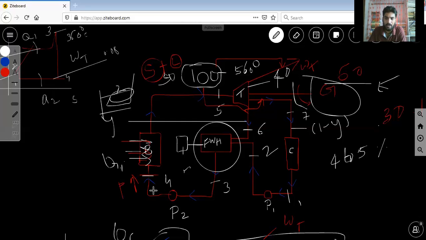Okay, now I just want to go through this complete cycle. I can give you a brief introduction about this. So initially that high pressure steam entering into the turbine. So the turbine work is from process 5 to process 7. Intermediate process is 6. So the turbine work is 5 to 6 and 6 to 7. Okay.